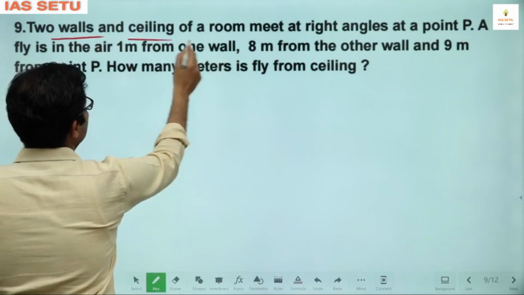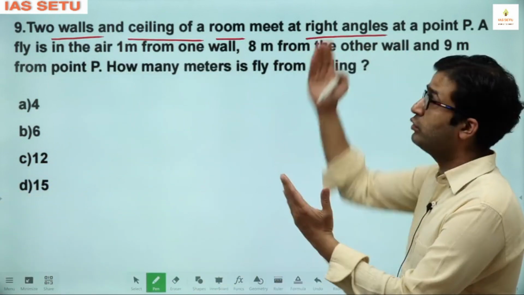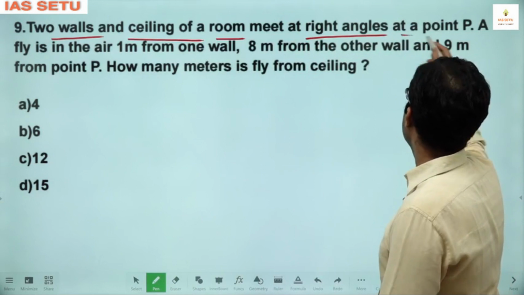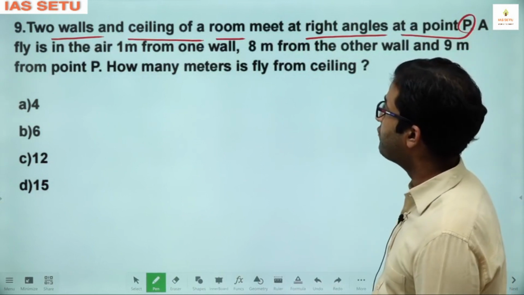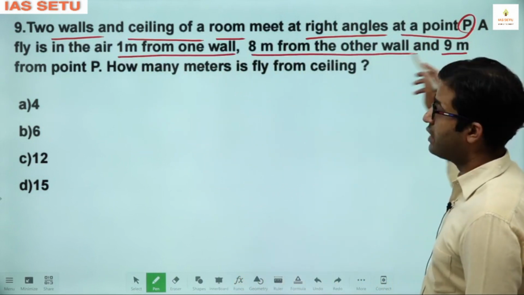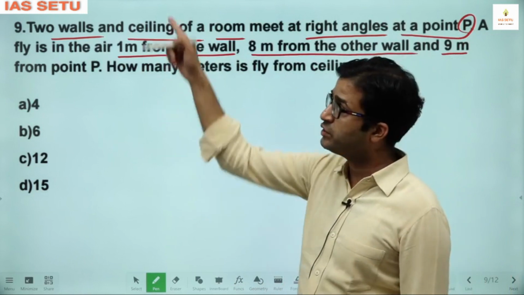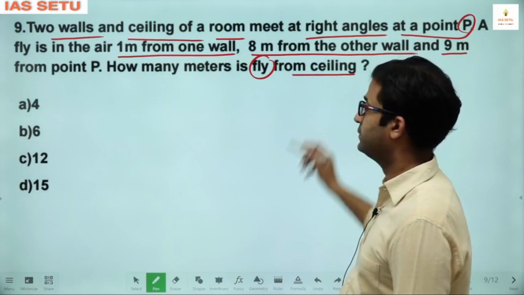Two walls and the ceiling of a room meet at a right angle. In any room, two walls and the ceiling meet at a right angle at a point P. A fly is in the air 1 meter from one wall, 8 meters from another wall, and 9 meters from the point P. P means the corner. How many meters is the fly from the ceiling?